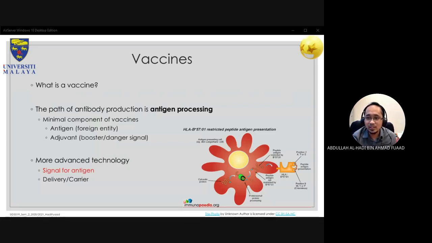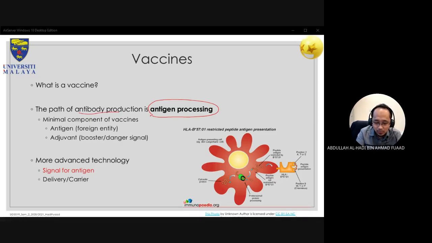Okay, so this one, if you go back to lecture number 4, where I showed you what is a vaccine, and the path of antibody production is antigen processing. So what is an antigen? A minimal component of a vaccine. You need to have antigen, you need to have adjuvant. And then for a more advanced analogy, you need to have a signal and delivery or carrier. Now, what is the most important for a vaccine? For a vaccine to work, one of the pathways is to actually produce an antibody. And to produce an antibody, what you need is antigen processing.